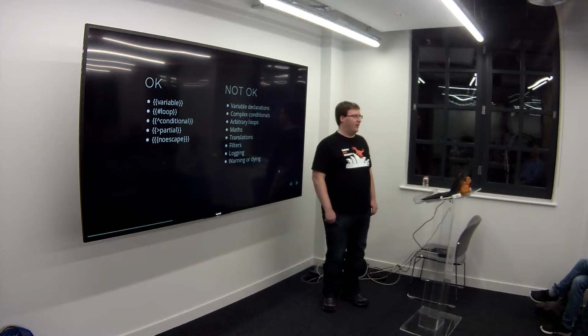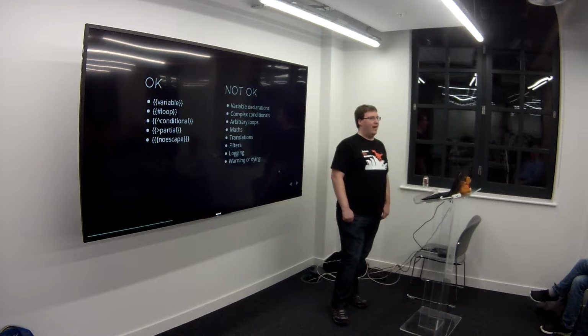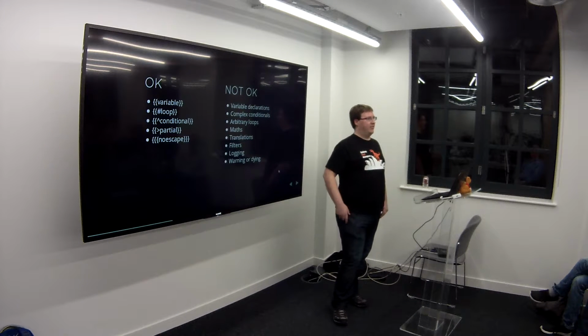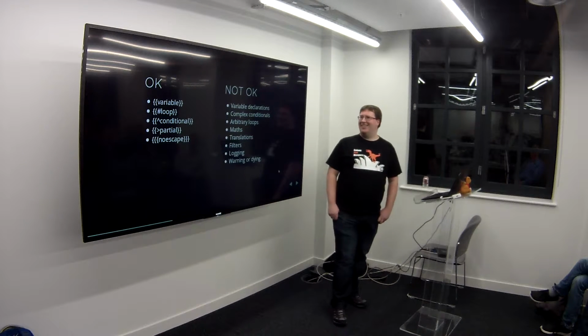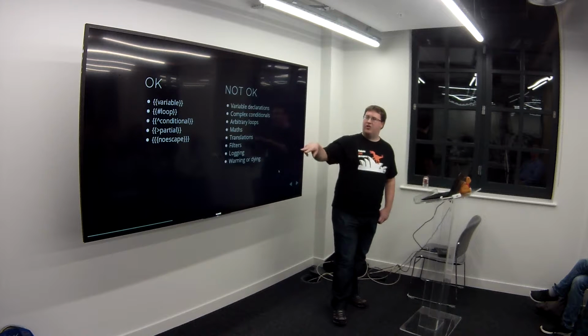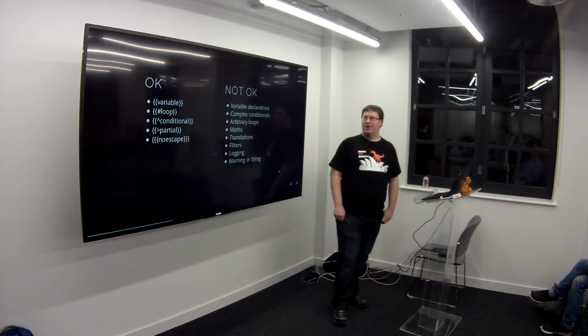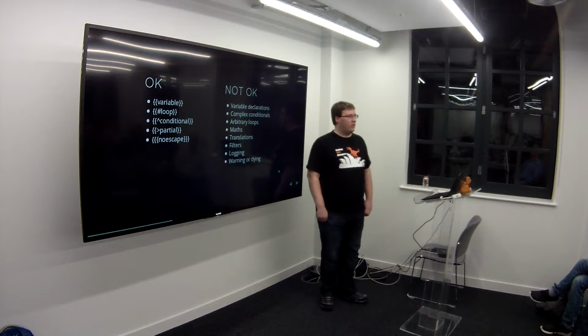And because it's made for HTML for the web, you can do escaping or non-escaping. So you can have your HTML entities pop out, or if you've already done that and you don't want to double encode your entities, then you can use the triple Mustache to tell it that you don't want escaping. So what can't you do?